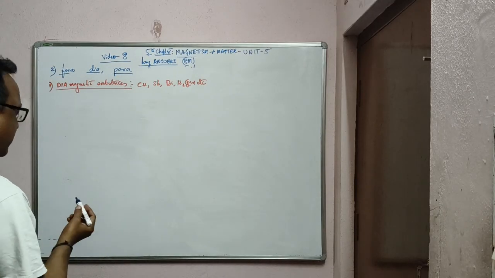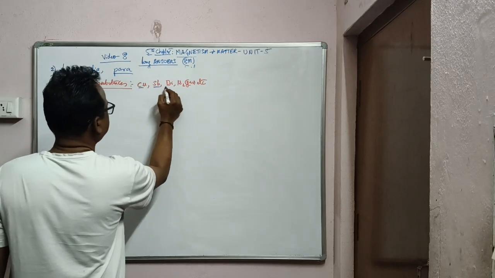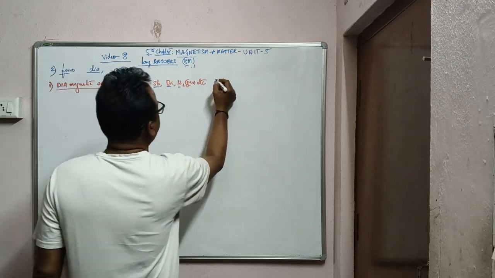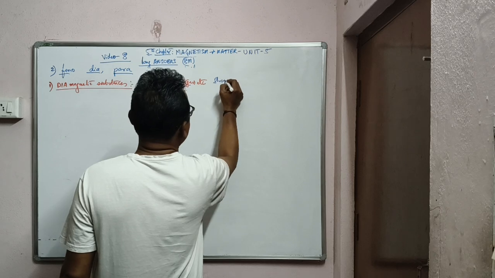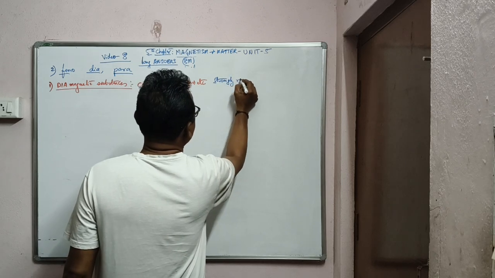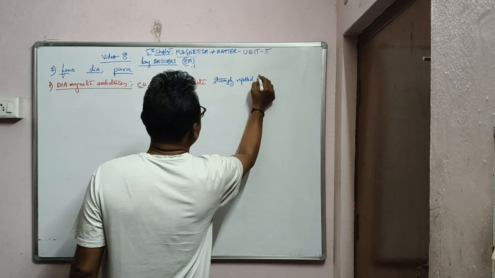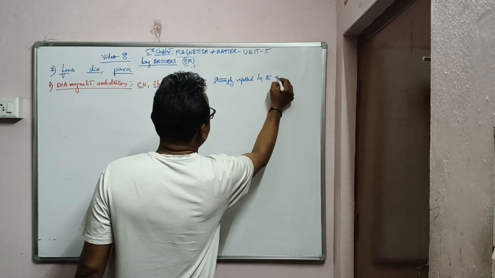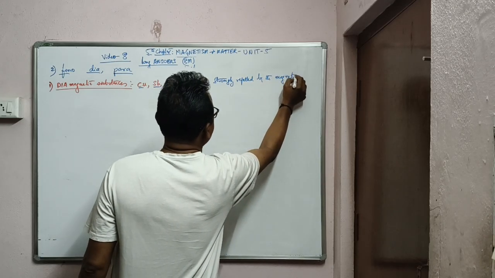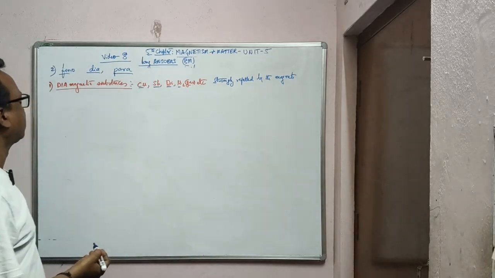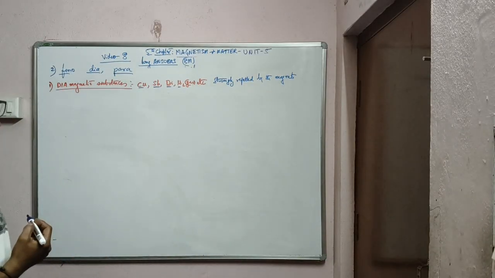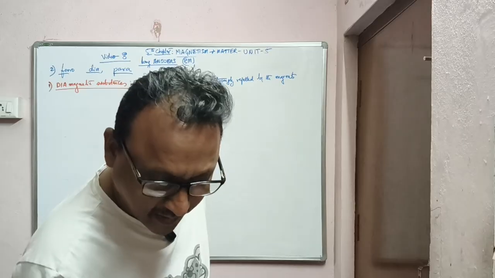So these are strongly repelled. Copper, antimony, bismuth, hydrogen gas are strongly repelled by the magnets. These are strongly repelled by the magnets. Copper, antimony, bismuth. Okay? So that is the main thing of the diamagnetic.